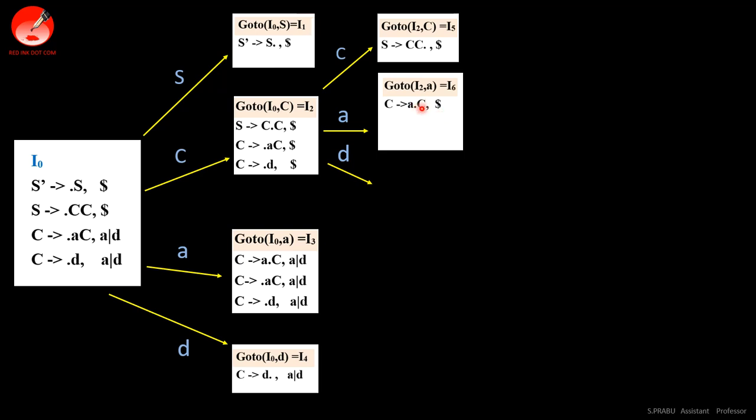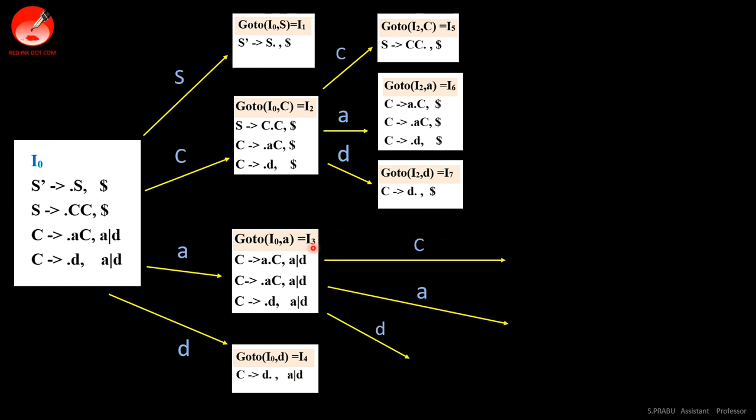After the dot, capital C is there, so I write C productions here and find the new look-ahead. These two productions can be formed from this capital C, so the follow element is dollar. So I write the dollar symbol as look-ahead. These two productions are almost similar but only differ with the look-ahead symbol, so I treat it as the new set called I6. When I apply small d, I can get C tends to d dot and dollar. These two productions are almost similar but only differ with this look-ahead, so I named it I7.